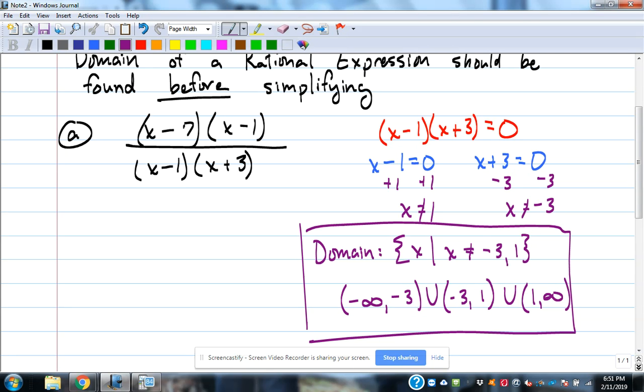Okay? Now, the simplifying is where the factoring is important all over the place. So this one is already factored for us. So what we look for is matching factors, things that can cancel. So what are the matching factors on the top and bottom? The x minus 1s are the same. They cancel each other out, leaving us the simplified version, x minus 7 over x plus 3.